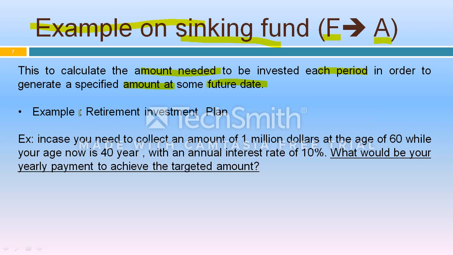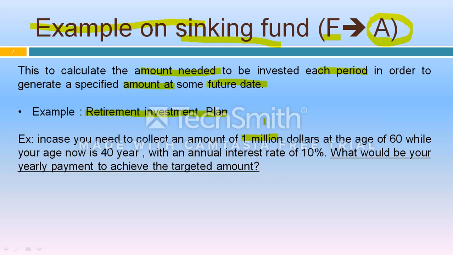Let's put this into an example. One of the examples which is very common for this payment plan is a retirement investment plan. In a retirement investment plan, you have the future value, and you know when you want this money, and you're trying to find A. In case you need to collect an amount of $1 million at the age of 60, while your age now is 40 years, with an annual interest rate of 10%, what would be your yearly payment to achieve the target amount? So we have the target amount, which is 1 million.